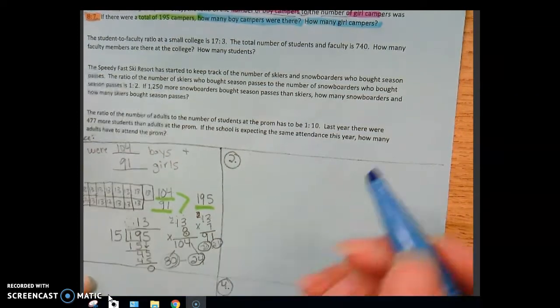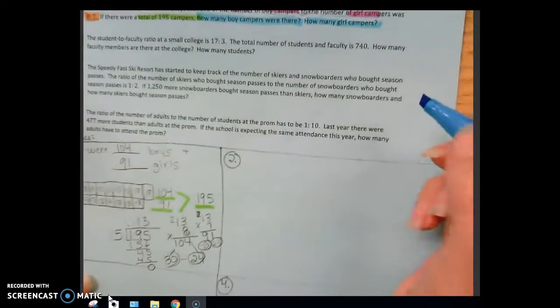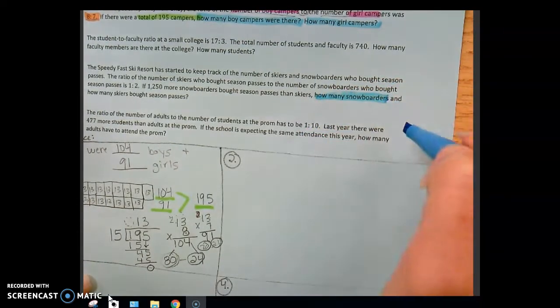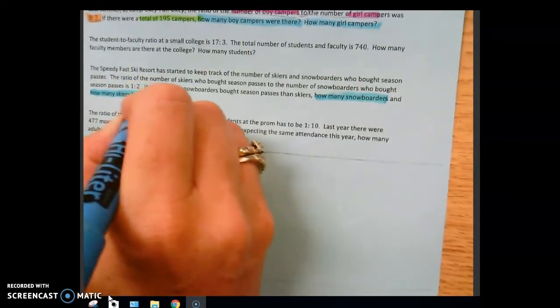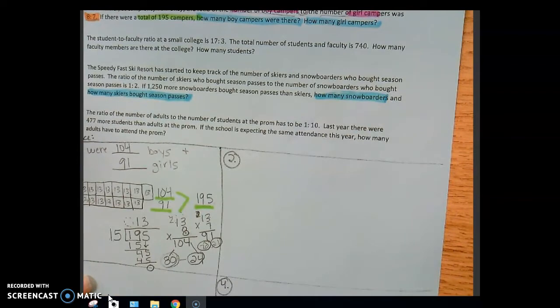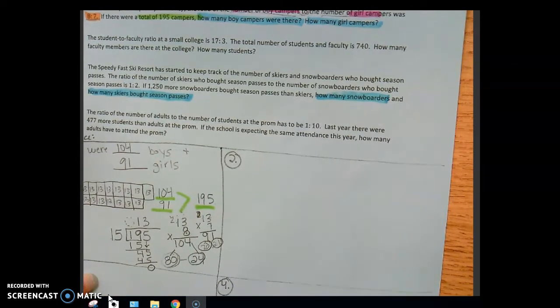All right, I'm going to find my blue information. What is it that I need to find for this question? Because it's pretty long, but it all boils down to that I need to find how many snowboarders and how many skiers bought season passes. So I have to find two different things there, even though there's one question mark.